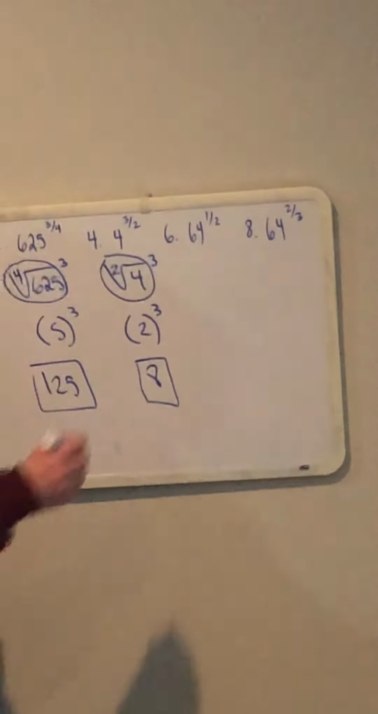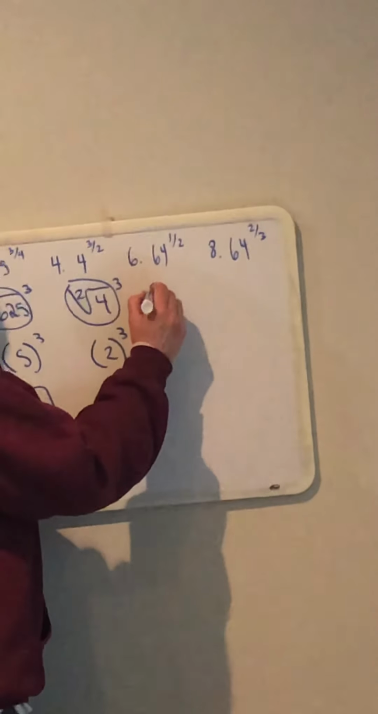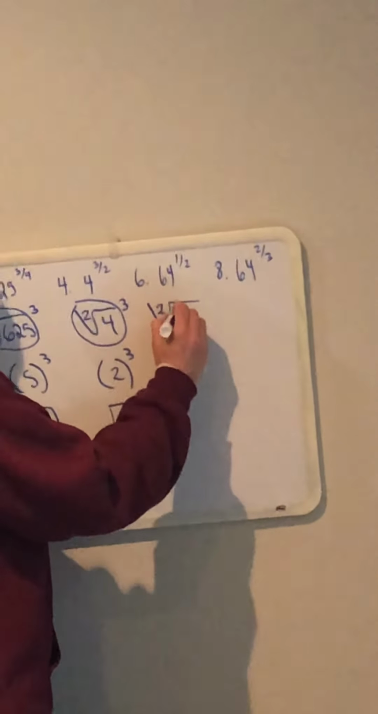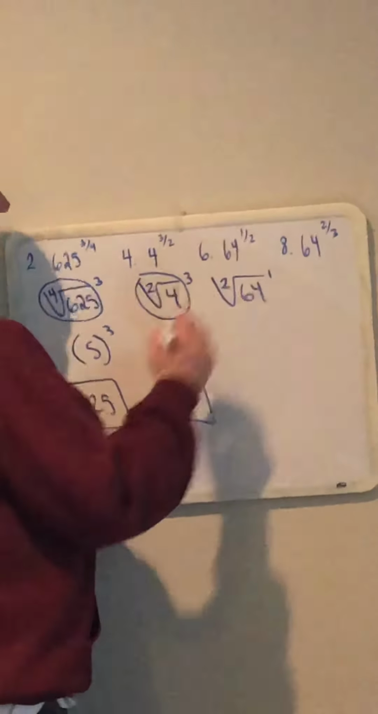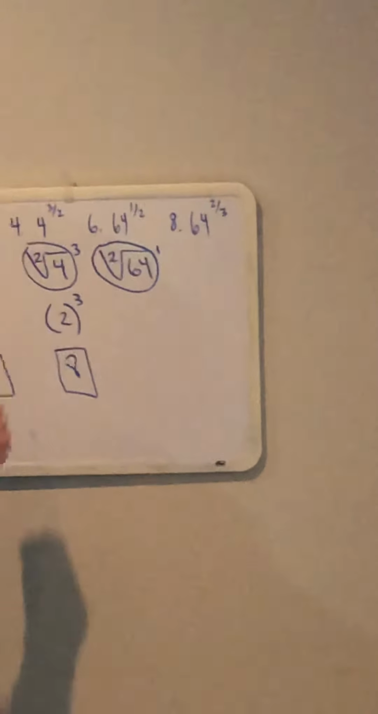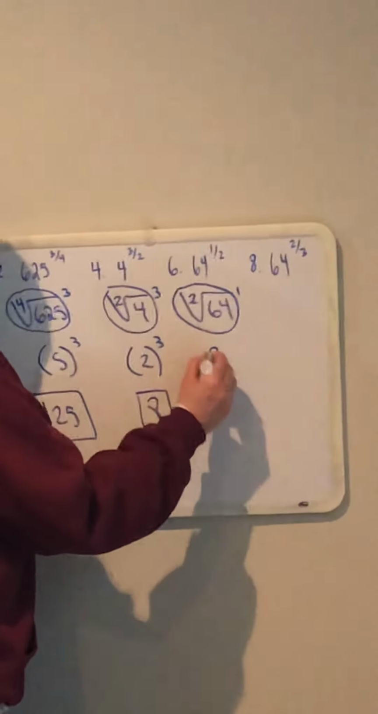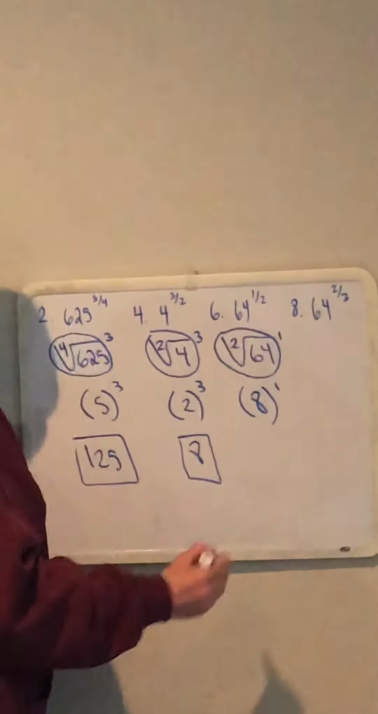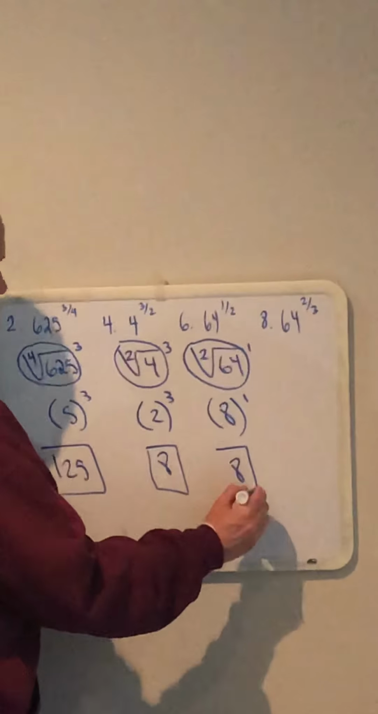64 to the 1/2 means the square root of 64 to the 1st. Doing the root first, the square root of 64 is 8. To the 1st power is still 8.